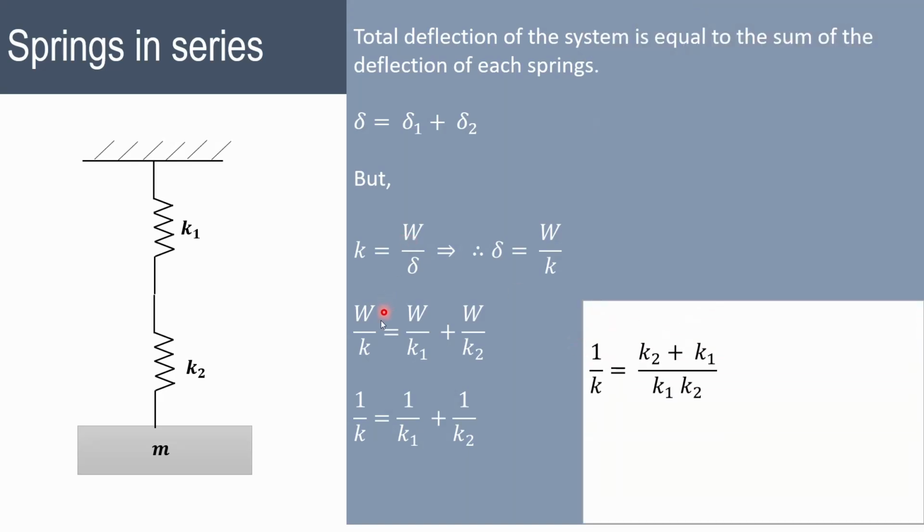Or just cross multiply this. So k2 into 1, that is k2, plus k1 into 1, that is k1, divided by straight multiply. So it is k1 k2. Take the reciprocal of this because we have to find out the value of k. So it is k1 k2 divided by k2 plus k1.